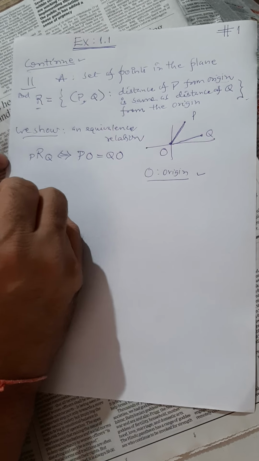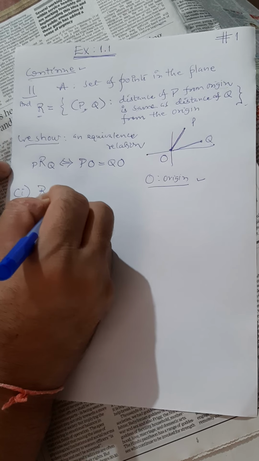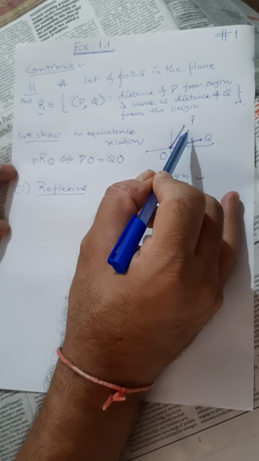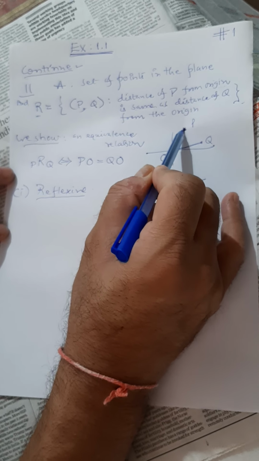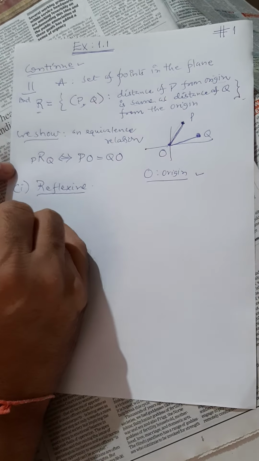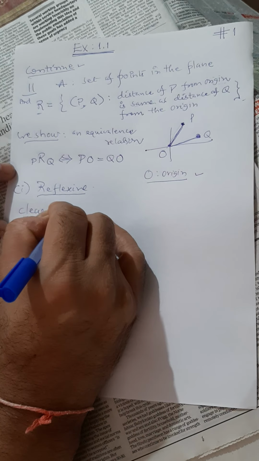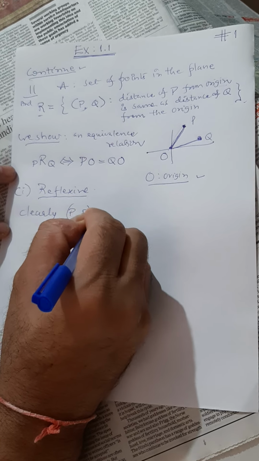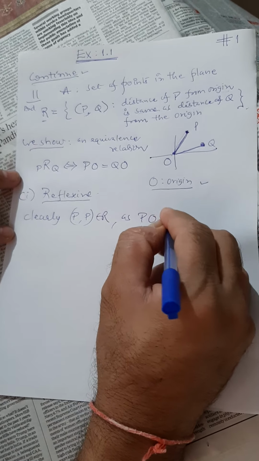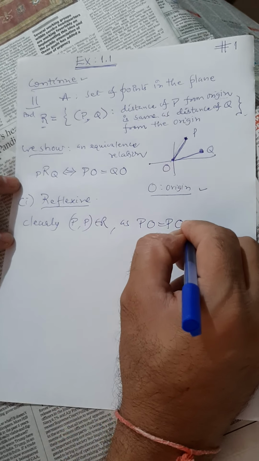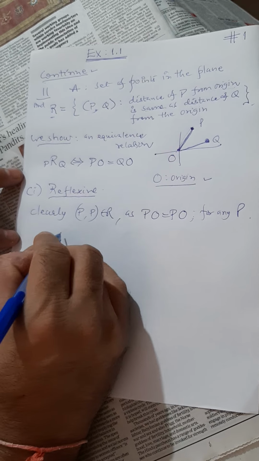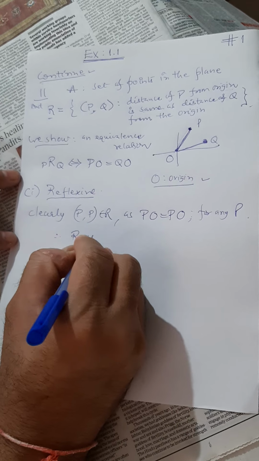Now the first property is reflexive. Clearly, for the reflexive property you need to take the same point. So if I put P here and again P here, then PO equals PO. So clearly you can say that P comma P is a member of relation set R, as the distance of P from origin is the same as the distance of P from origin for any point P. Because of this, R is reflexive.